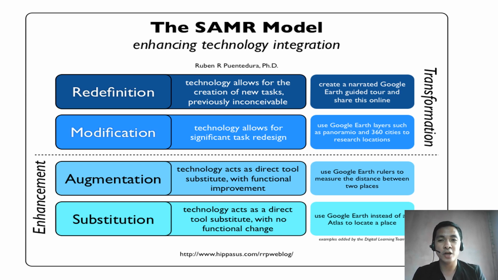So for the modification, to begin a transformation in learning, they need to use Google Earth layers such as Panoramio and 360 Cities to research a location. For the redefinition, they're going to create a narrated Google Earth guided tour and share this online, right? By using their social media accounts, because that is very familiar to our students right now. Okay.